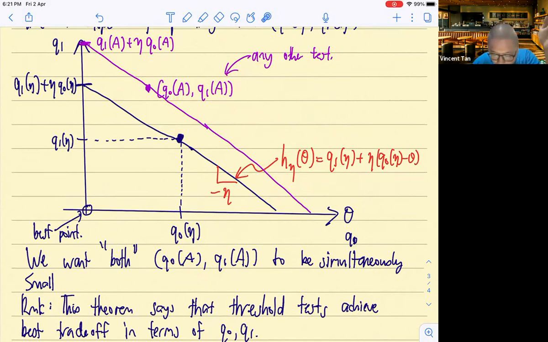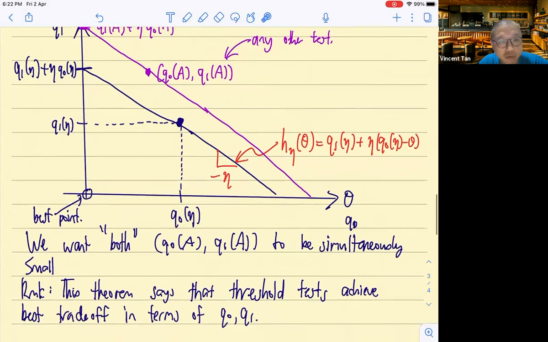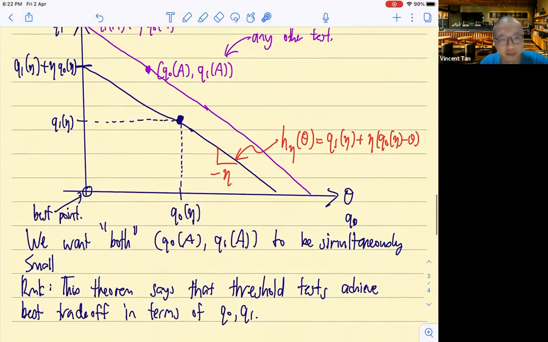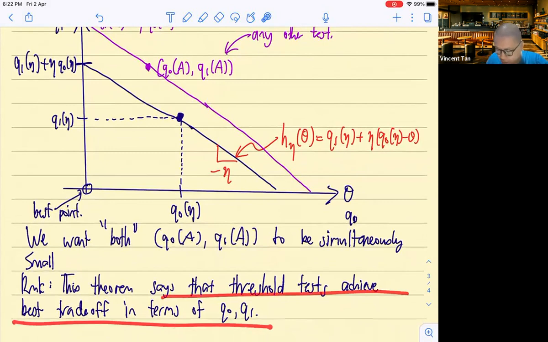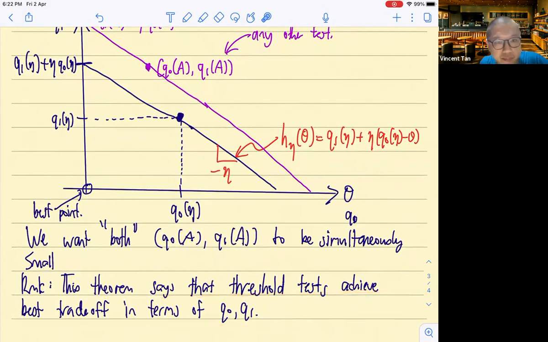So for example, if Ingrong proposes a test, then the test will have performance here. If Ingrong proposes a likelihood ratio test with the same eta as me, then you may achieve this. But there is nobody here who can design a test whose performance lives here. The likelihood ratio is the best. The likelihood ratio test, or threshold test as the book calls it. So the point is that the Neyman-Pearson theorem says that threshold tests achieve the best trade-off in terms of the two error probabilities.